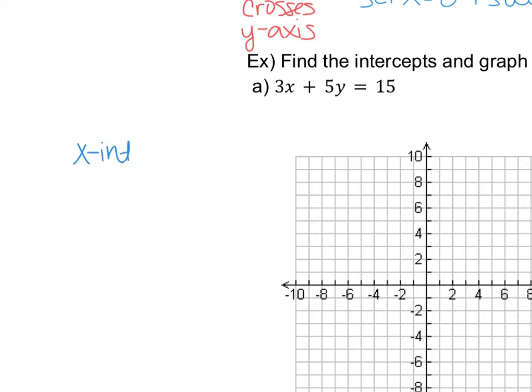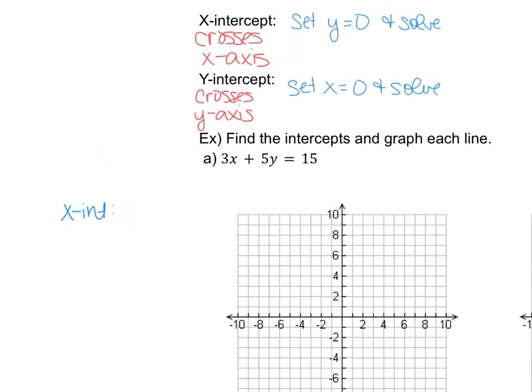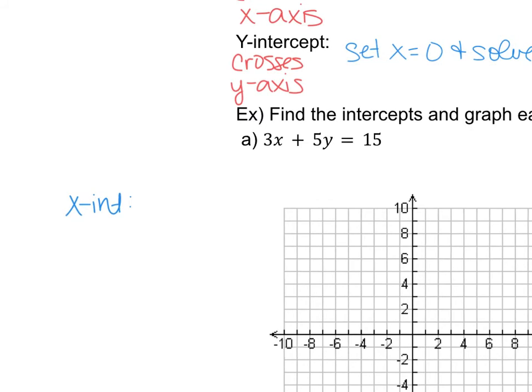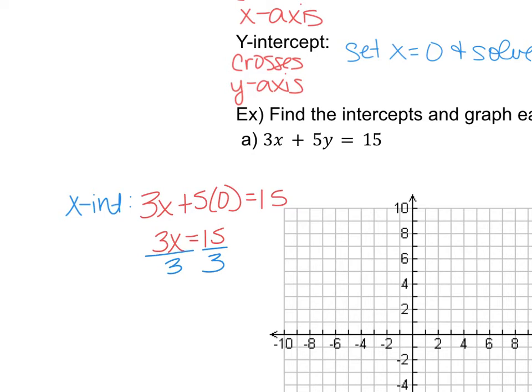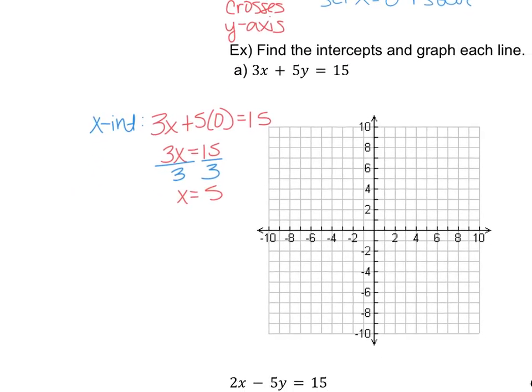X-intercept? Sure. So what do you do to find your x-intercept? Well, you put your y value as 0. So that would be 3x plus 5 times 0, because we're plugging in 0 for y, equals 15. Well, 5 times 0 is 0, so this is 3x equals 15. Divide by 3. So your x-intercept is 5. Sweet, we found one. Let's find the other one.